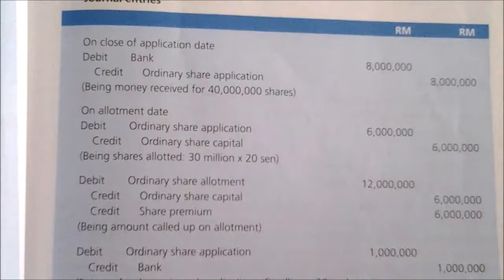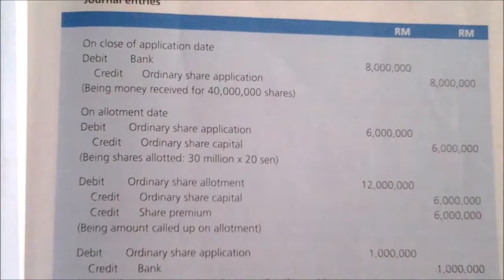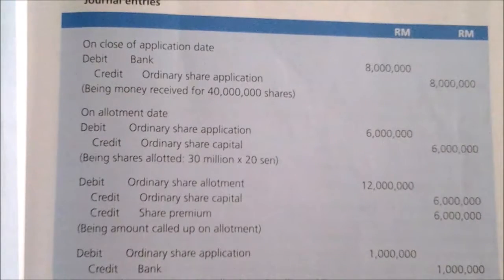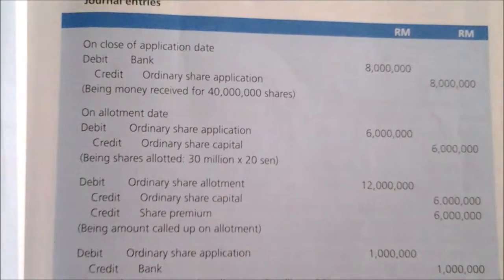On the allotment date, we will pick 30 million. Although we have received 40 million and 5 million will be rejected, there is a balance of 35 million. Out of this 35 million, we will allot on a prorata basis to take only 30 million successful applicants, who will get the 30 million shares.